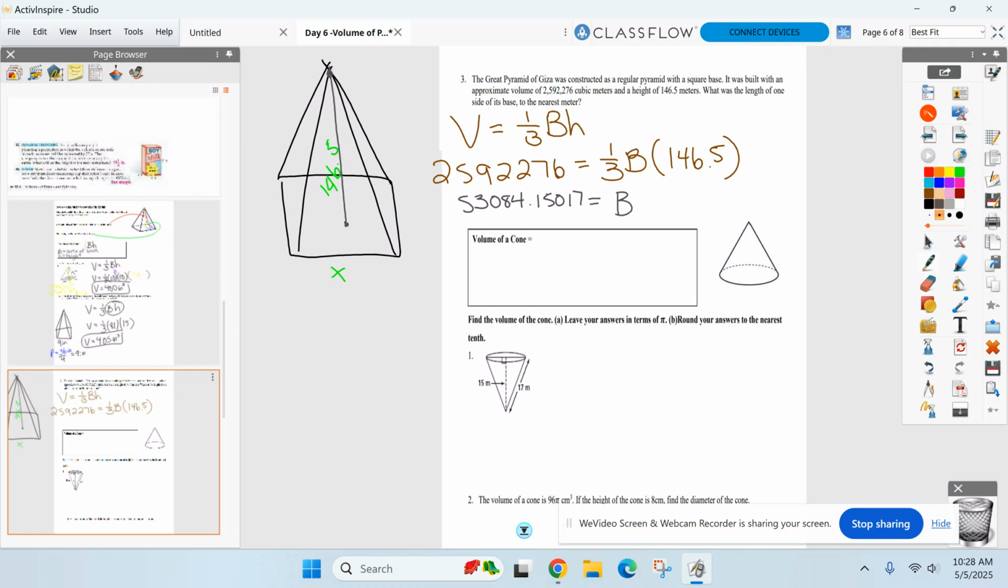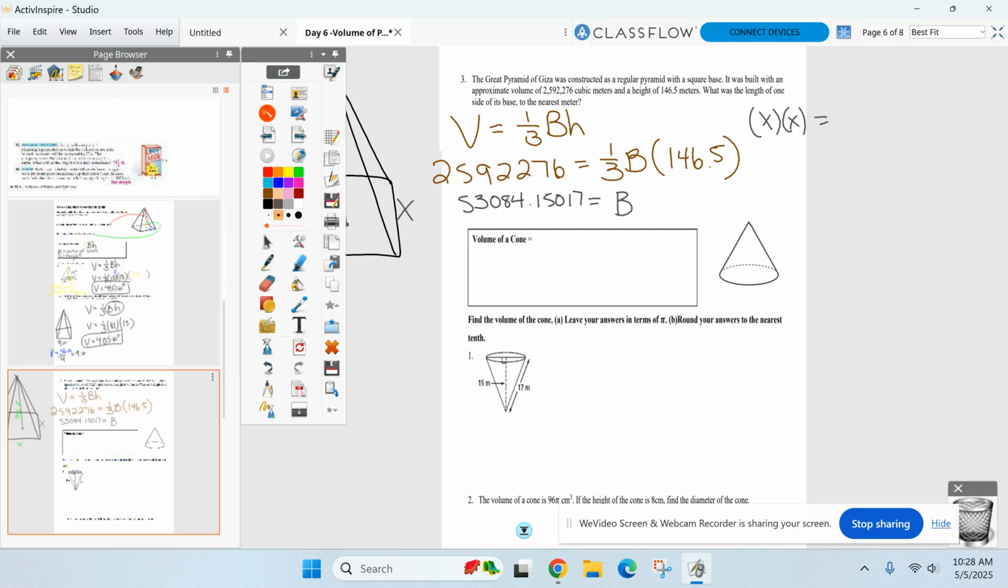The area of the square base is 53,000. But I need to find one side. What do you know about the sides of a square? They're equal, and I do length times width, don't I? All right, length times width. So over here, x times x equals that 53,084.15017.